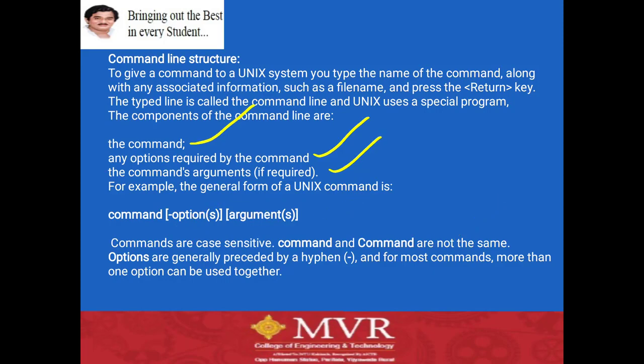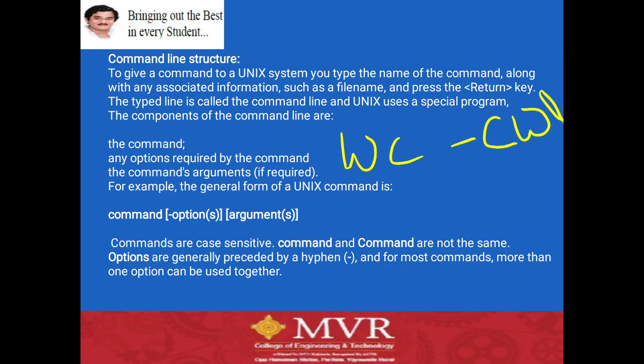There is no restriction that you need to specify only one option with the command. For example, in the WC command, what is this WC command? Word count command. So WC minus C will count the number of characters. If you write CW, you are displaying the number of characters as well as the number of words. Similarly, you can also use L, so the number of lines can also be displayed. Here we are using more than one option, and you can do that with this command structure of Unix.